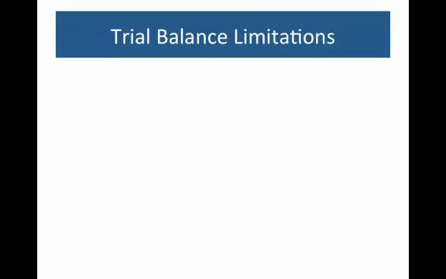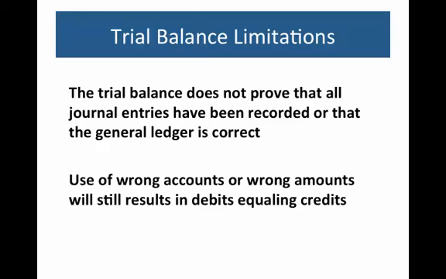No. You need to realize there's a number of limitations when you do a trial balance. First off, it doesn't prove that the journal entries you did are correct, or that the general ledger that you used is correct. It just shows you that your debits equal your credits. So if you use the wrong account or the wrong amount, but you made sure the debits and the credits were balanced properly, then everything's going to look okay. But it doesn't mean it's right. So you still need to check your work.